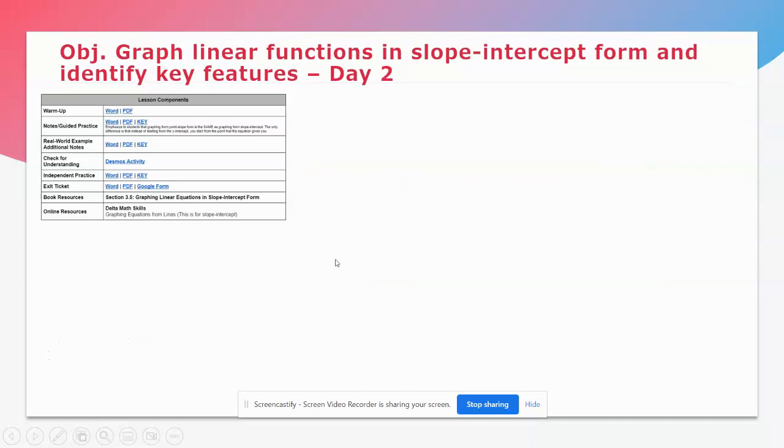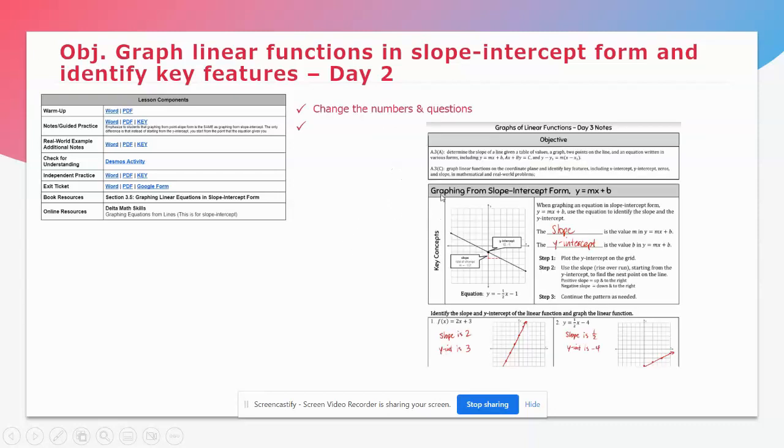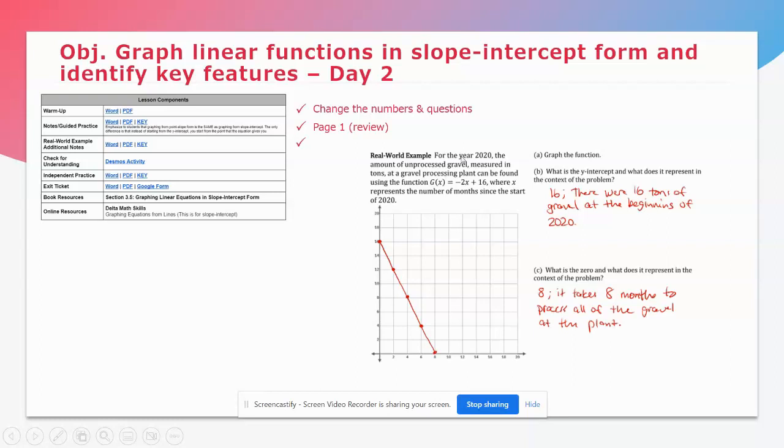So for day 2, it's going to be a little trickier. You are only given one of these to last you for 4 days. So what you can do is use the same notes, but change the numbers, change the questions. Now that you've already introduced slope-intercept form, you can ask them for the slope, the y-intercept, and then have them write the equation. Okay? For the notes, review them, but now we want to introduce the real-world examples, additional notes. Go through this with them.